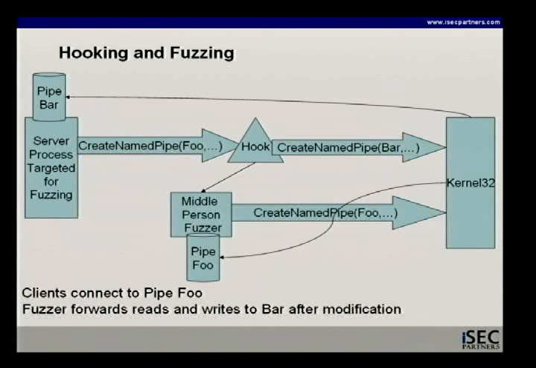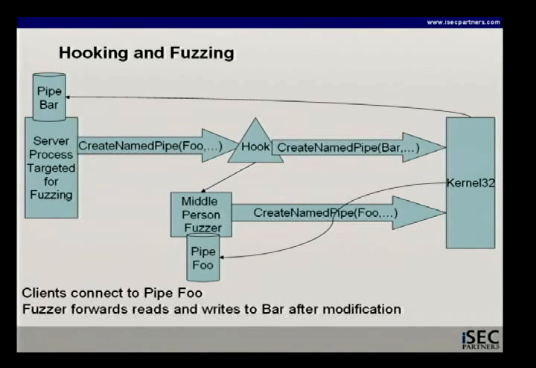And so the client still connects up to foo, and the fuzzer just forwards the reads and writes along to bar. And optionally, it can modify them. And actually, it can even tell which ones it should modify. It can tell, for example, if this is a read-only pipe, that the only thing that's worth modifying is the output, right? And so you just modify the output.